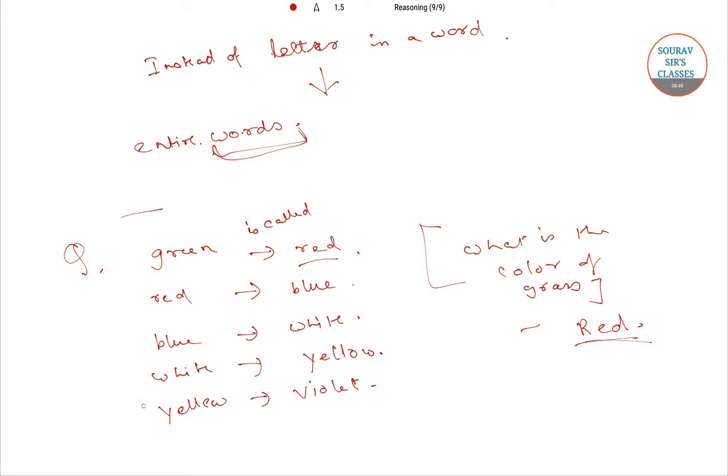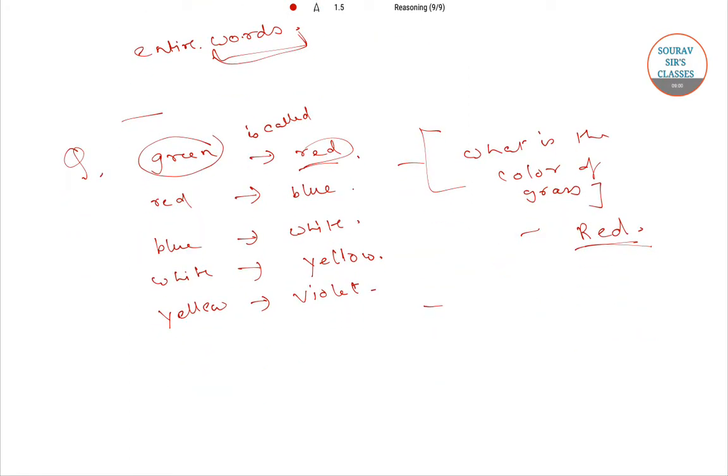Here we can see that the words are replaced by other words. Next, in which ink am I writing this? Here we know that I am writing this in color red, so red is called blue, so the answer would be blue. So in coded language, I am writing this in blue.